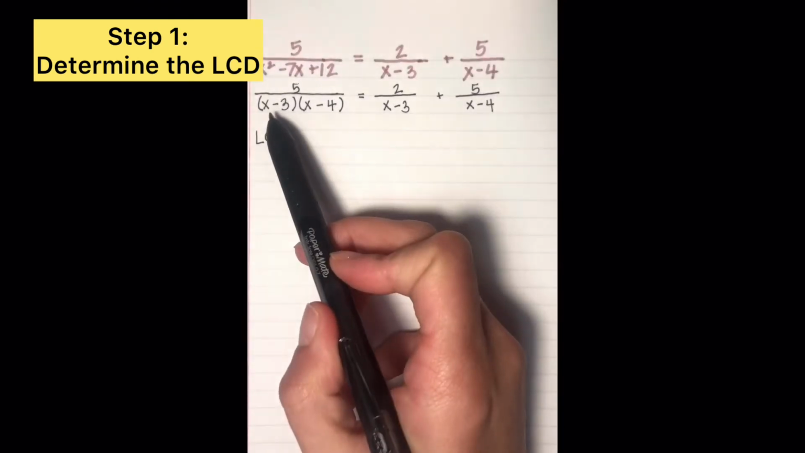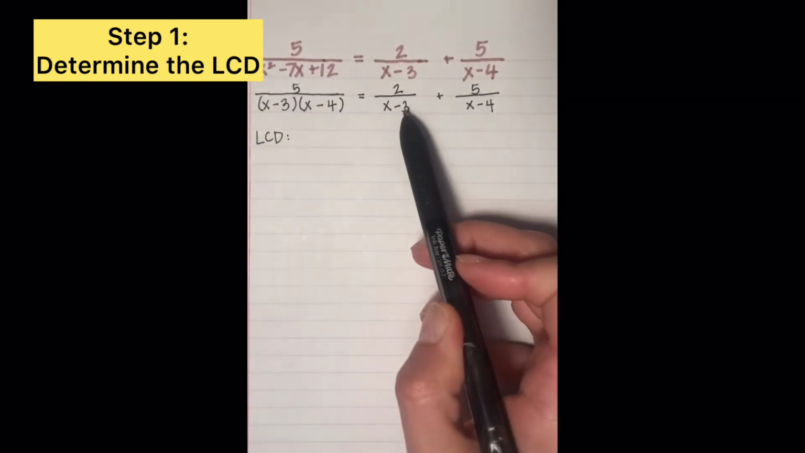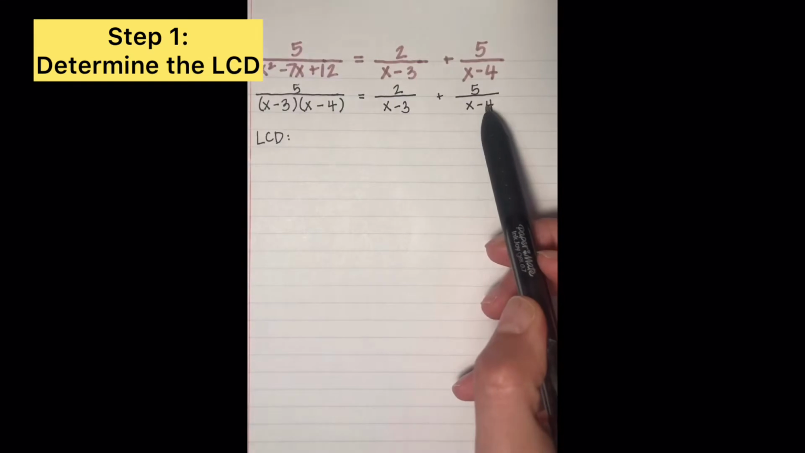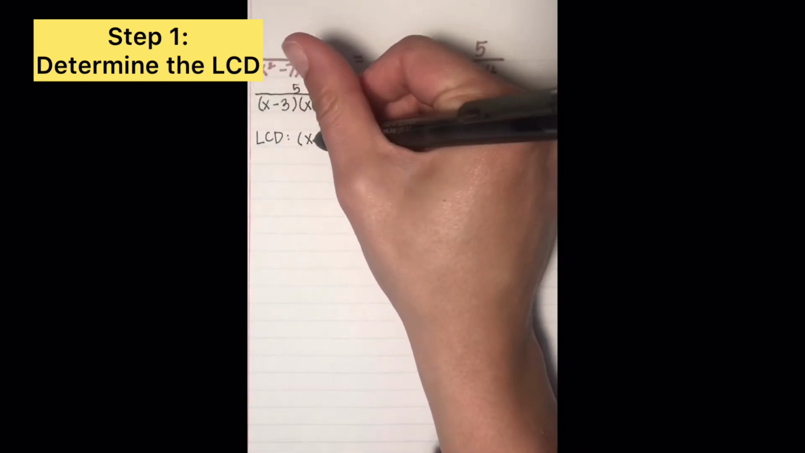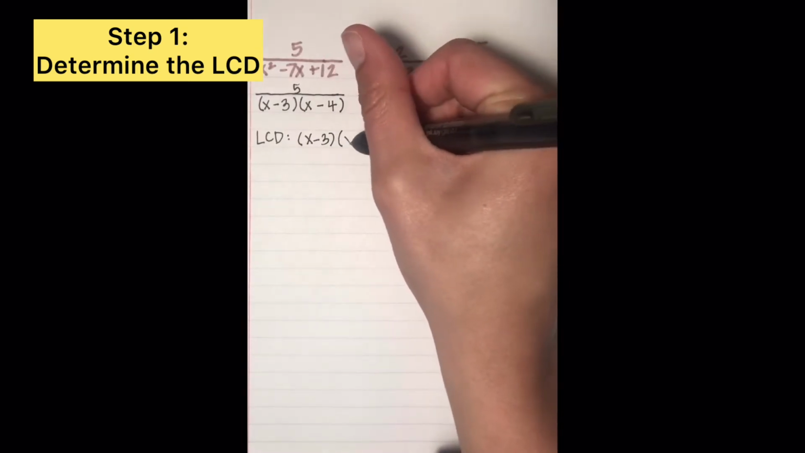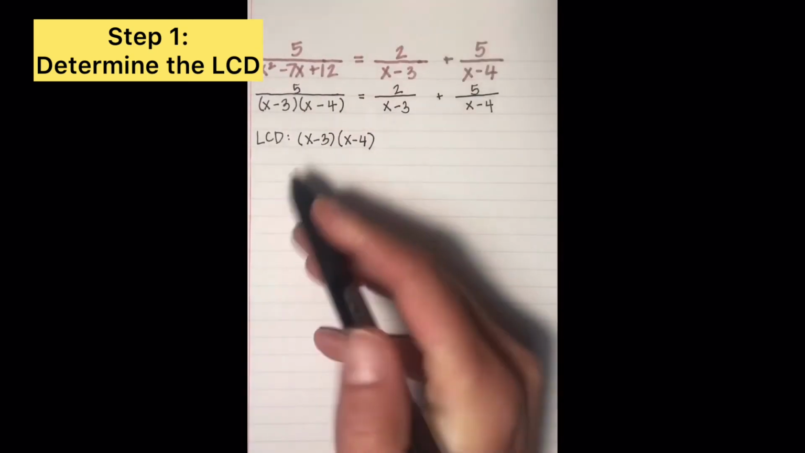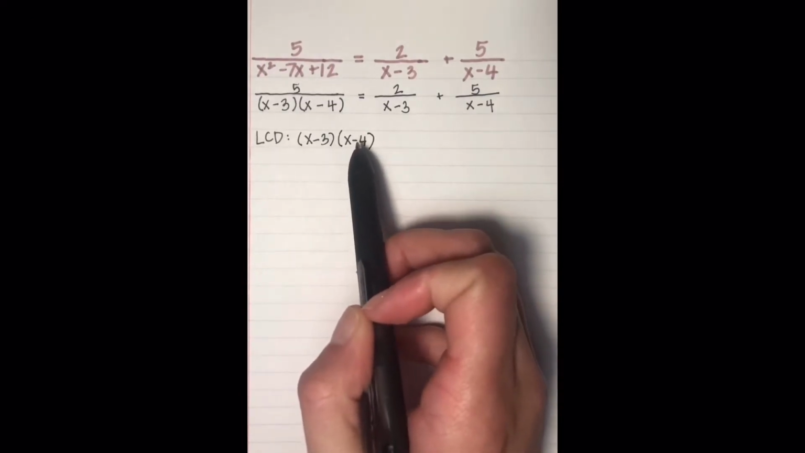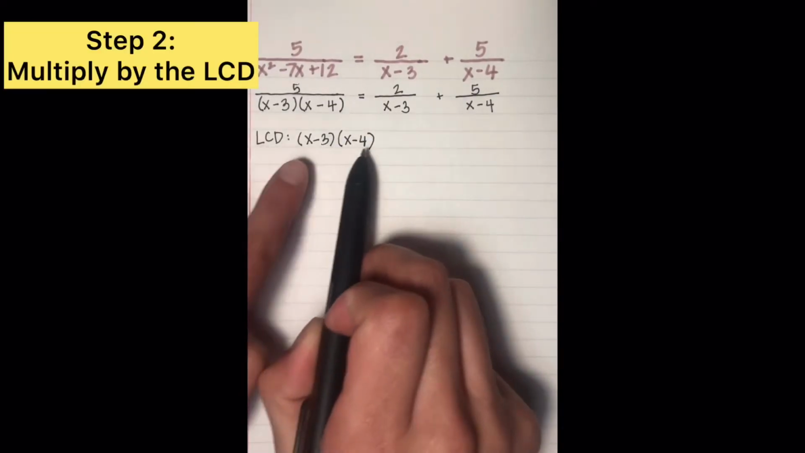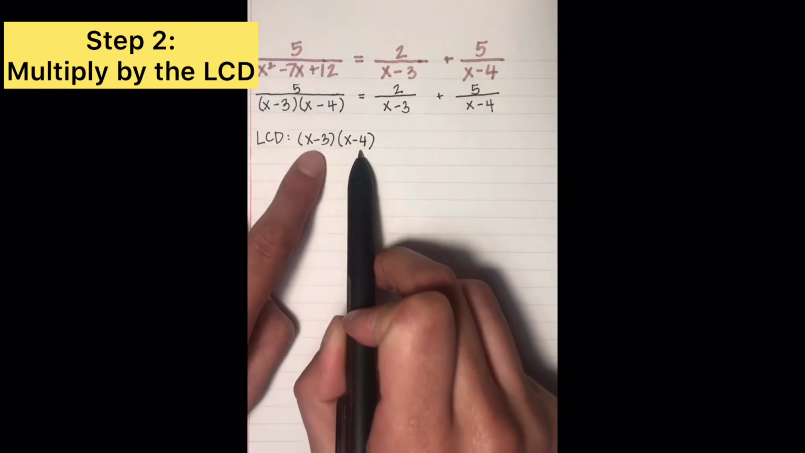This one has x minus 3, x minus 4. This one just has x minus 3. This one just has x minus 4. So the least common denominator is going to be x minus 3, x minus 4. Reference my least common denominator video if you're confused how we got this. All right, so next step is going to be to multiply everything by the least common denominator.